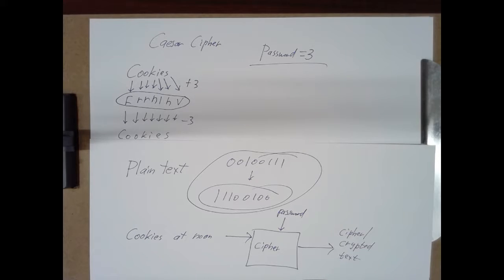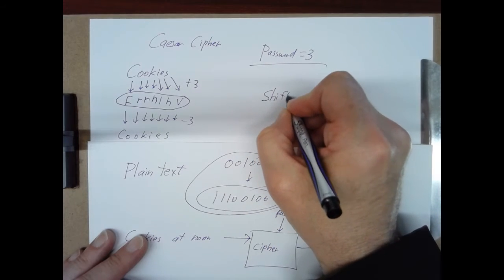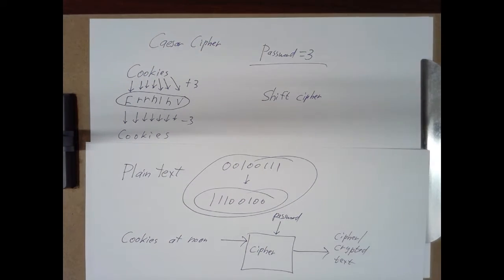You have a password and you have an algorithm. You put the password into the algorithm, you turn the crank, and out pops gibberish. And unless you know what the password is, you can't reverse it. But if you know the password, you can turn the crank in the reverse direction and turn the gibberish back into plain text. So a Caesar cipher is a particular case of something called a shift cipher. And a shift cipher basically just bumps up or down each piece of information by some fixed amount.